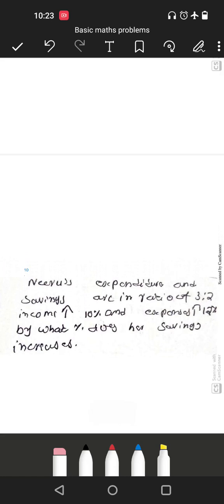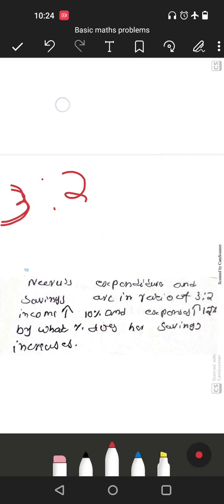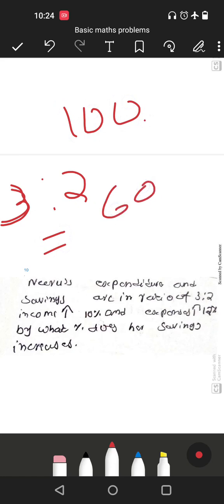Neeru's expenditure and savings are in the ratio of 3:2. If income is increased 10% and expenses are increased 12%, by what percentage does her savings increase? So this is the simple explanation. We always know that savings is equal to income minus expenditure. Correct? So this is a simple formula. If we imagine her income is 100, in that case 3:2 means 3 by 5 and 2 by 5. So expenditure will become 60 and 40 is her savings.